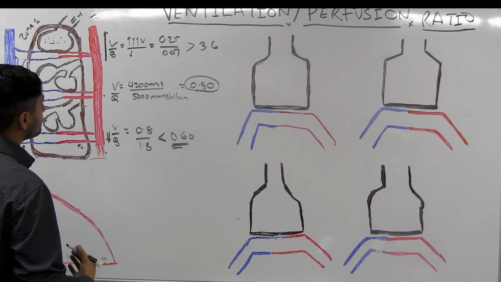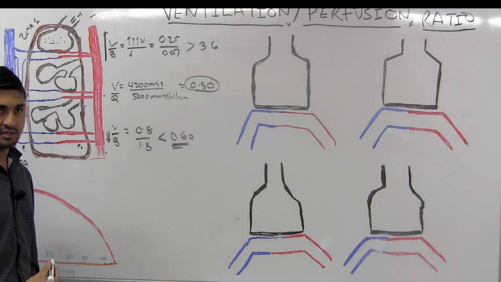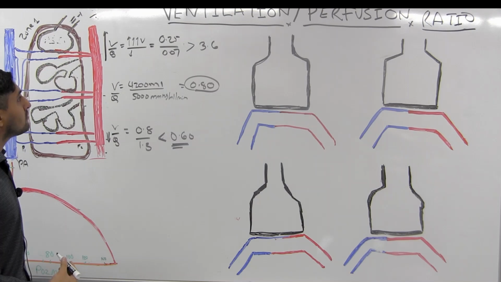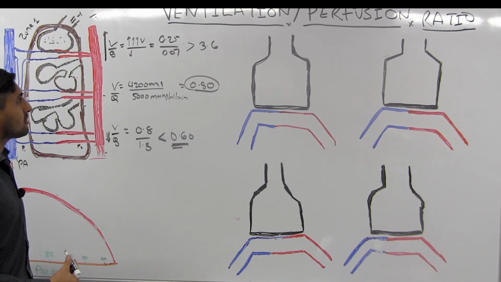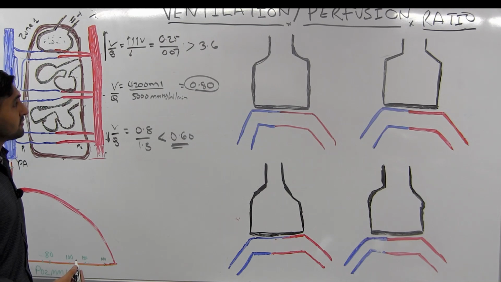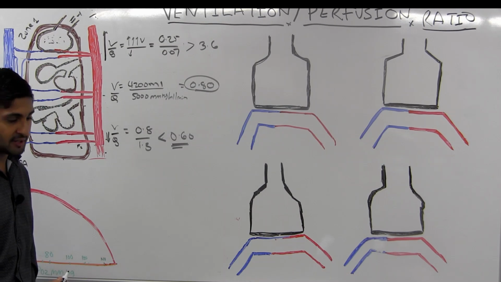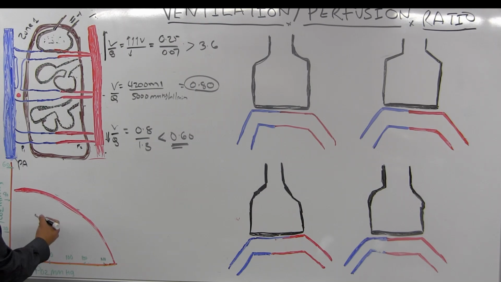But this is physiological. This is normal, and that happens. This is not pathological. These are not shunt, these are not dead space. These are called VQ mismatch. You could have a lower VQ and a higher VQ ratio, and that can give you this phenomenon called ventilation perfusion mismatch. We'll talk about it in more detail with different diagrams.